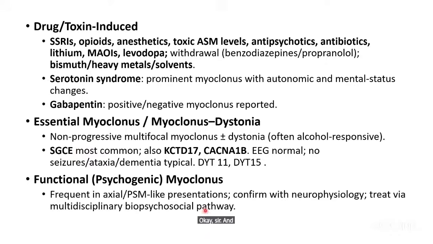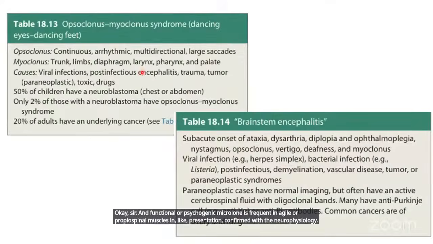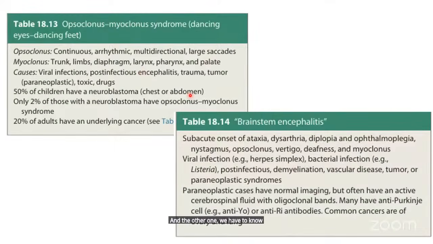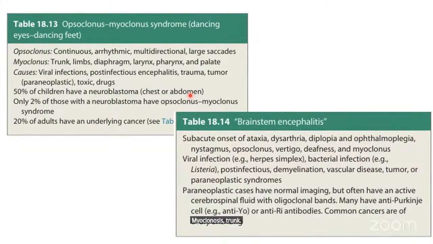And functional or psychogenic myoclonus is frequent in axial or propriospinal muscles, and the presentation conforms with the neurophysiology. The other myoclonus we have to know is opsoclonus myoclonus syndrome, dancing eyes, dancing feet syndrome. Opsoclonus is continuous, arrhythmic, multidirectional, large saccades. Myoclonus involves the trunk, limbs, diaphragm, larynx, pharynx, and palate.